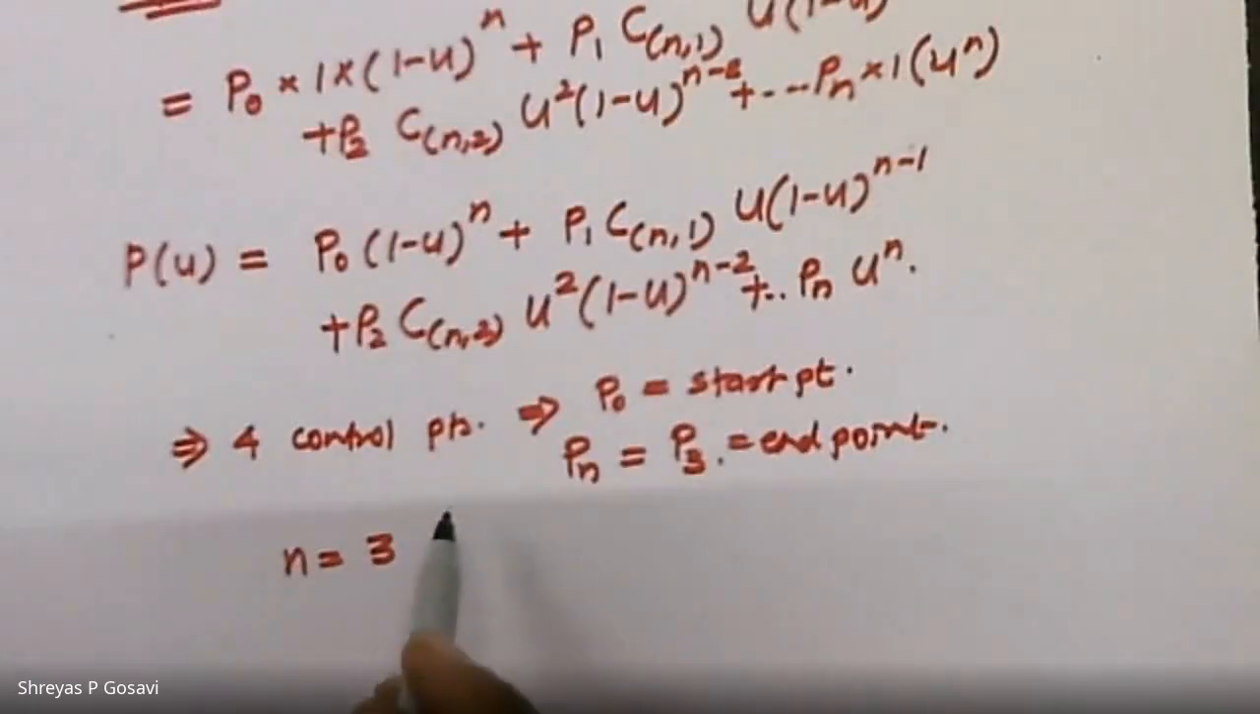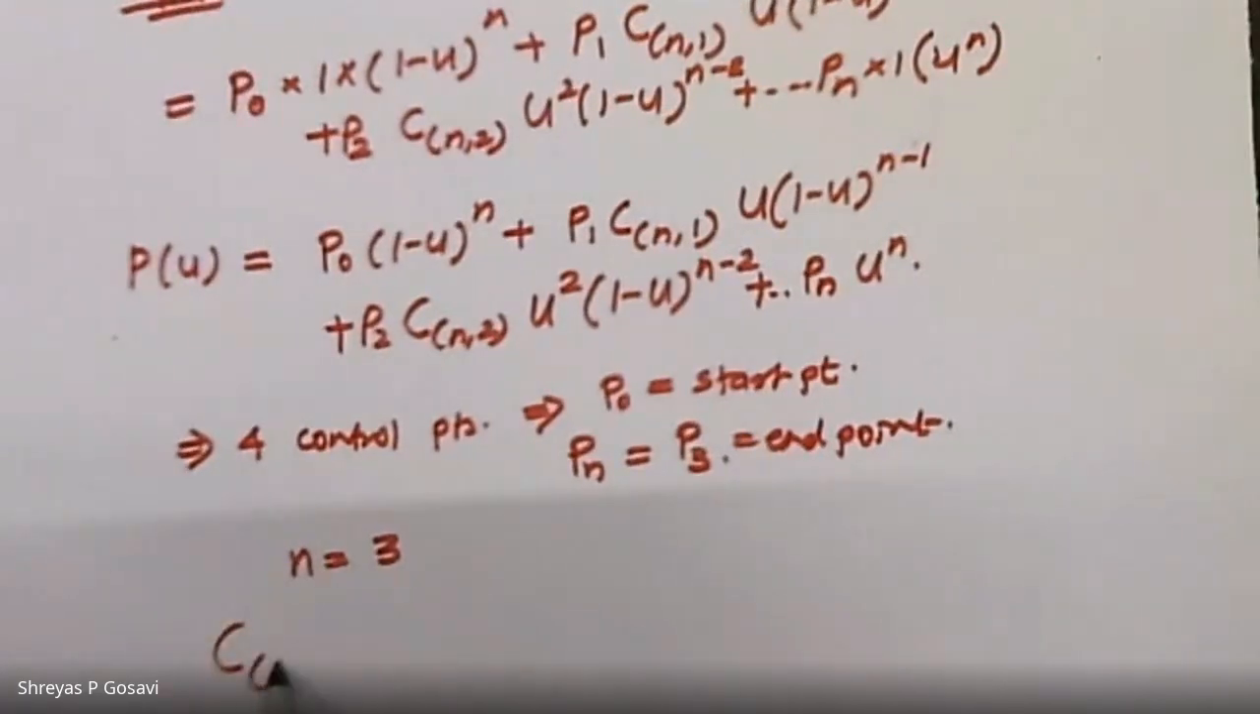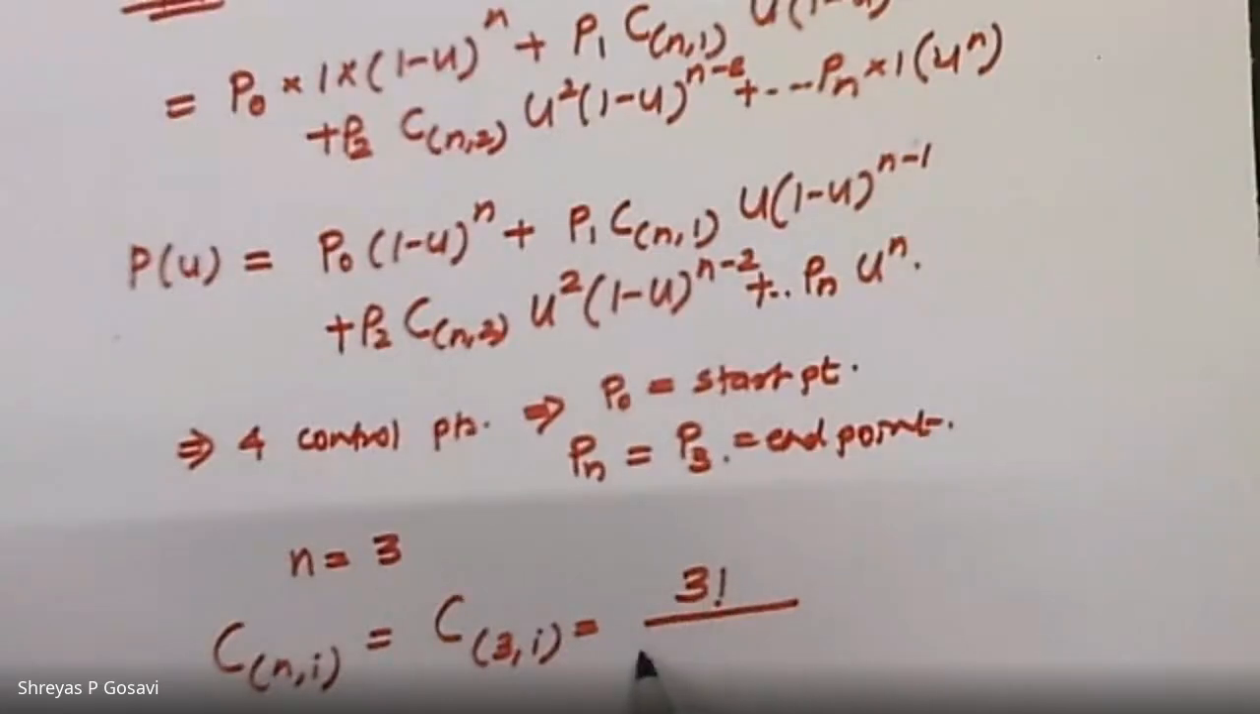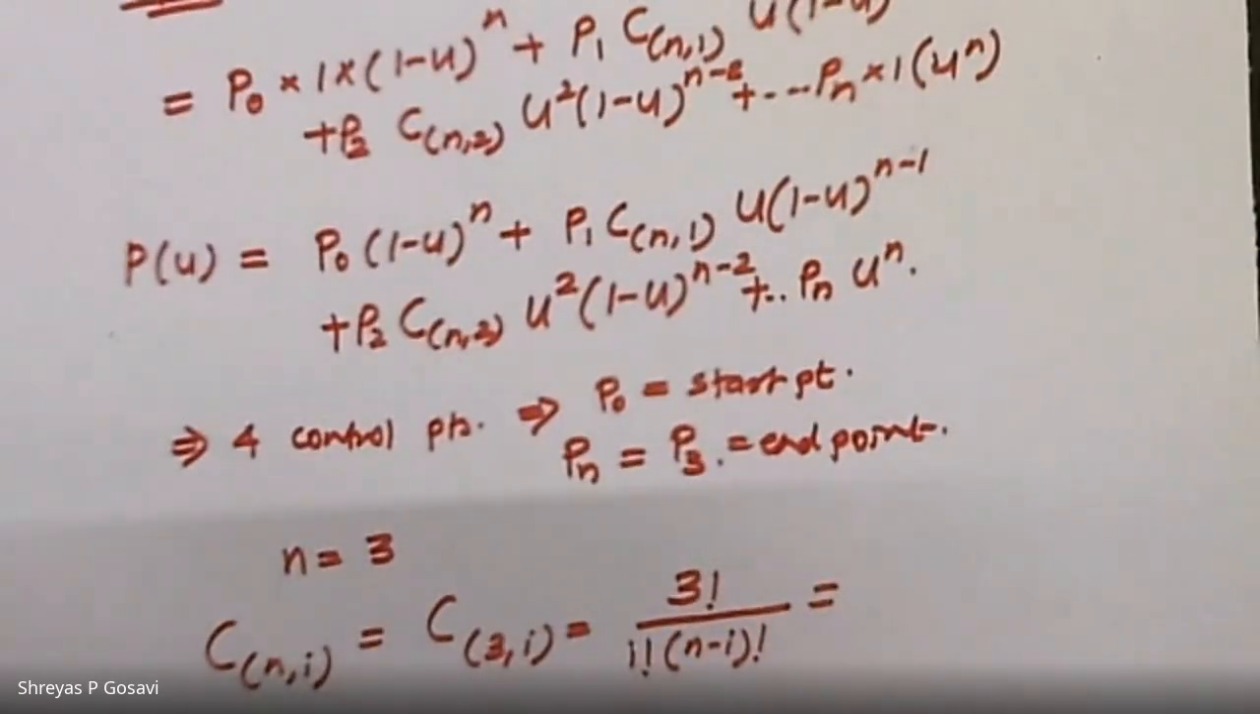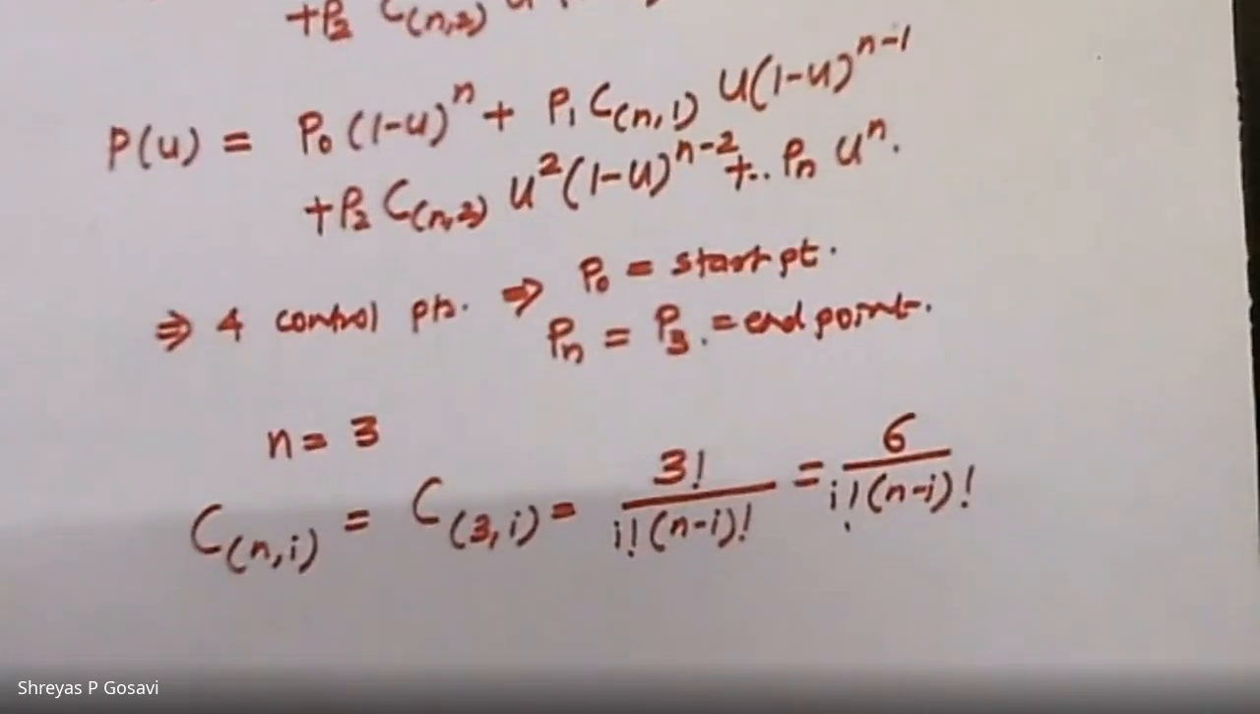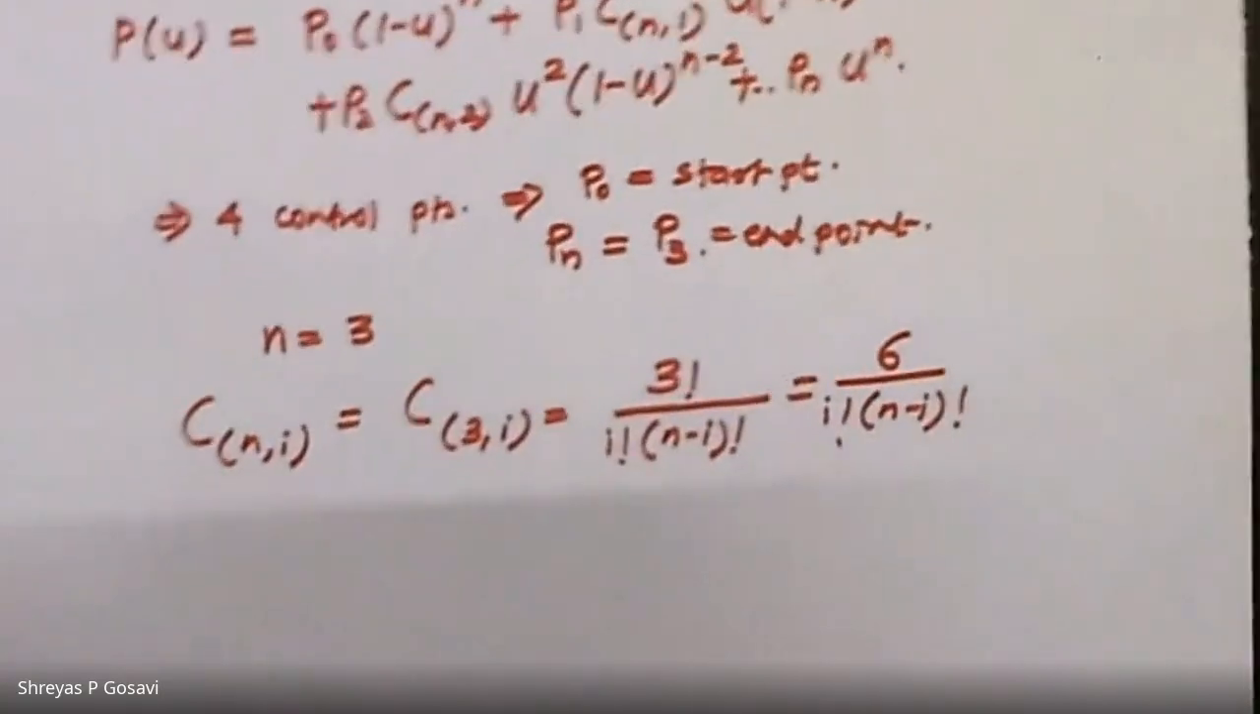Okay. And the binomial terms can be evaluated as C(n, i), that is C(3, i), which is equal to n factorial upon i factorial into (n minus i) factorial. So that is equal to 6 upon i factorial into (n minus i) factorial. Okay. So now we'll find the corresponding values for these binomial coefficients.